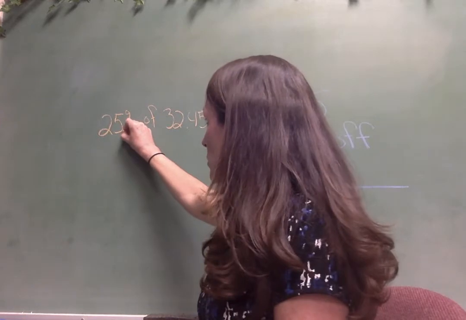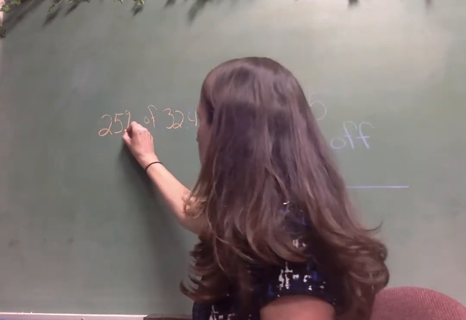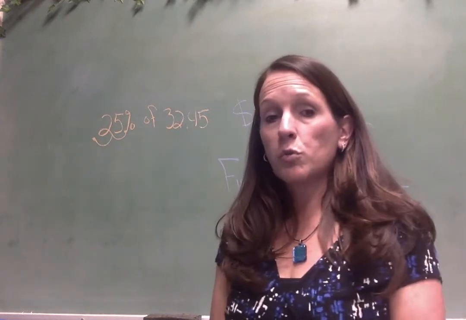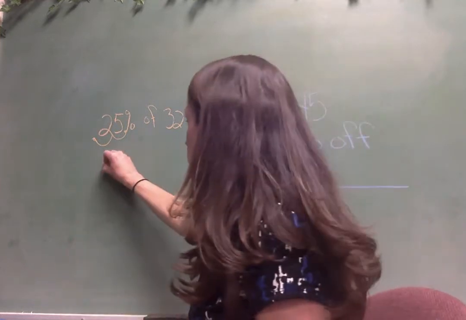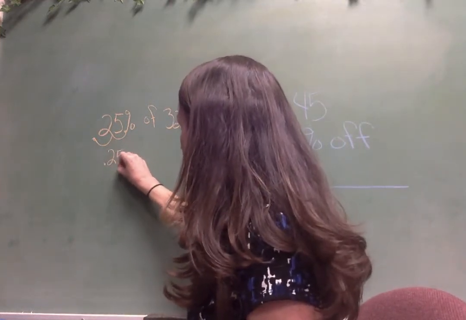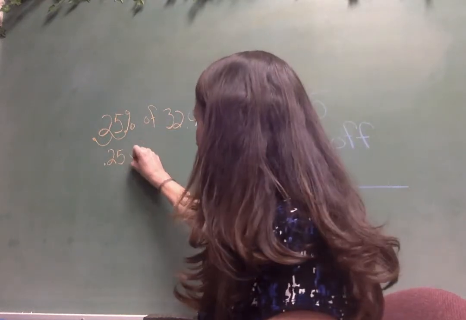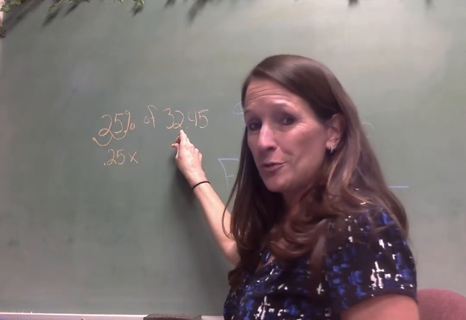So my decimal appears there. I'm going to move it 2 places to the left. 1, 2 with my upside down rainbows. So 25% as a decimal is actually 0.25. Of, in math, means times. And then I just bring my money down, 32.45.